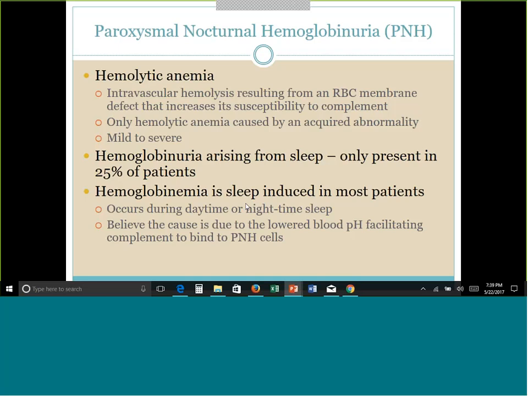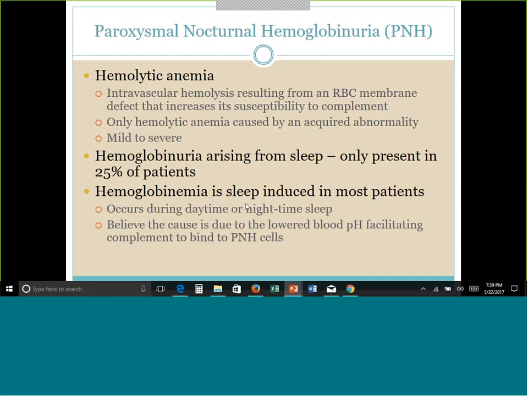This is the only one that is not hereditary out of this chapter. This is acquired. So important that you write that down. So in this chapter, we've pretty much gone through just hereditary conditions. This one is acquired. It is an acquired red cell membrane defect. So you're not born with it, you picked it up. So that red cell membrane will become defective somewhere in your lifetime.